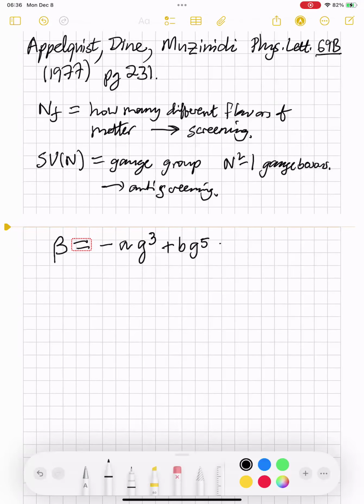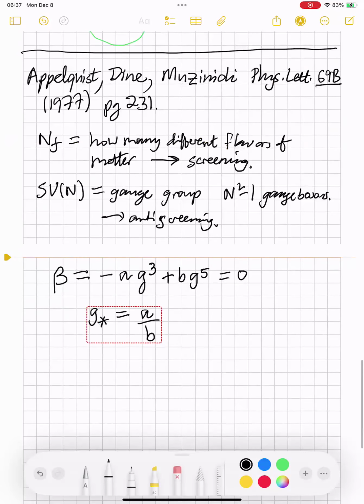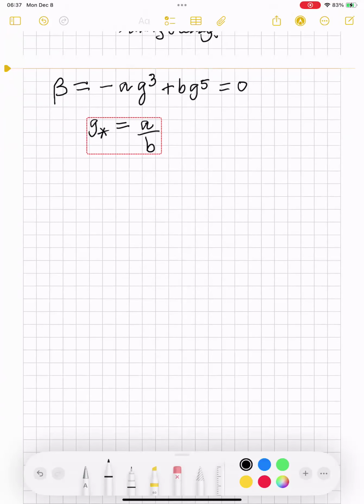And you would set this equal to 0, and you would then again solve for the coupling. So once again, there would be a critical coupling, and you'd again have to tune things to get to this critical point. In this case, I think the critical coupling would be A over B. And if you are smart in your choice of the number of flavors and the number of colors, you would be able to choose things so that this is very much less than 1. With that choice, you would be able to study the CFT in perturbation theory, and you could use Feynman diagrams and all of the usual techniques from perturbation theory.